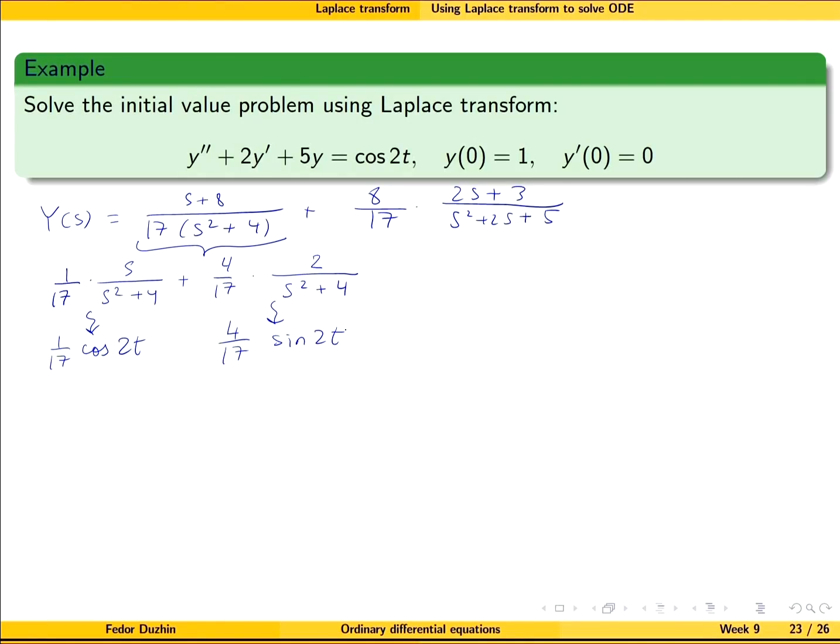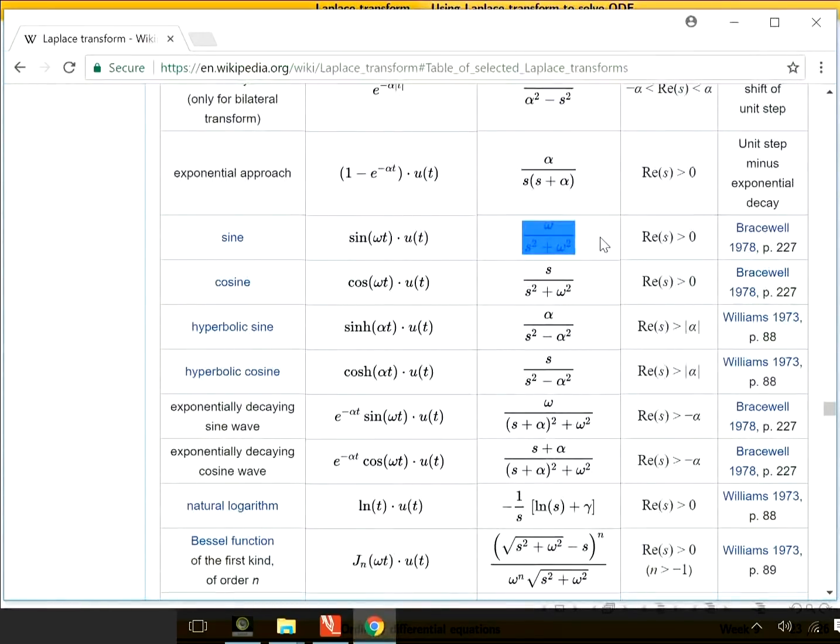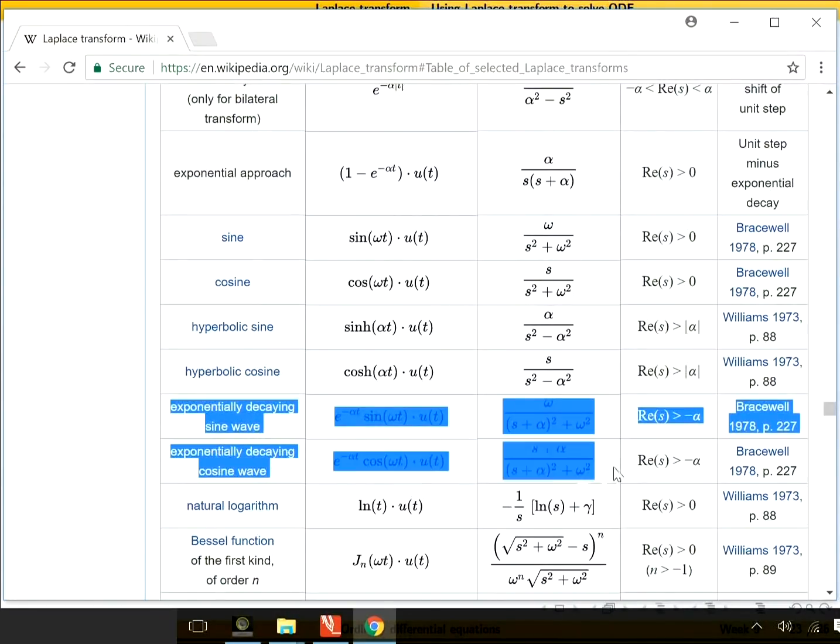Now, how about this term? So what are we going to do with this? Here we have a linear function in the numerator and a quadratic function in the denominator. So let us look at the table of Laplace transforms. Where do we see a pattern like this? You start analyzing it, and you see that what we have is an exponentially decaying sine wave and an exponentially decaying cosine wave. So this is our reference now.